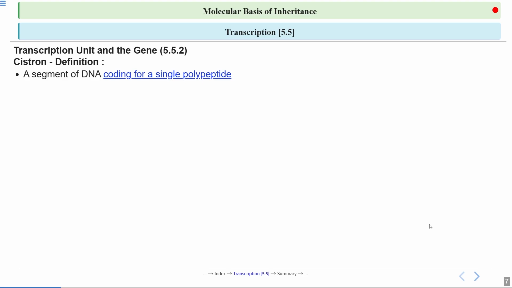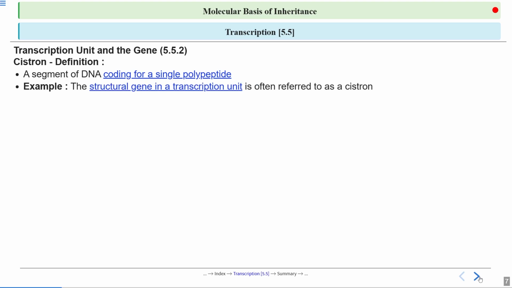Now, what is a cistron? A segment of the DNA coding for a single polypeptide. So, a DNA segment which is going to code for a single polypeptide is what we call a cistron. For example, the structural gene in a transcription unit is often referred to as a cistron. Why? Because it is going to code for a polypeptide.